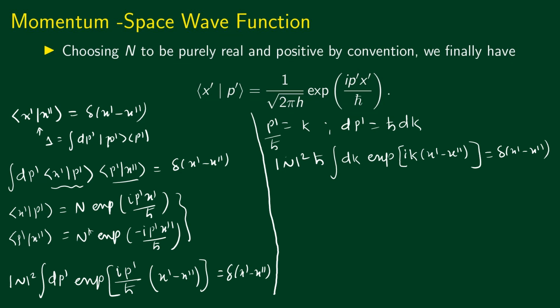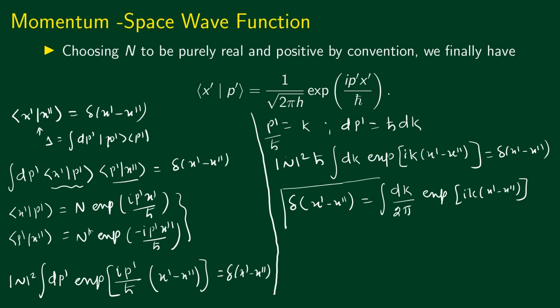Now if you remember from your mathematical physics, Dirac delta function had this particular integral representation. We can write delta x prime minus x double prime as integral dk divided by 2 pi exponential i k x prime minus x double prime. So this is an integral representation of the Dirac delta function. Now if you don't remember it from mathematical physics, it's all right, you can just memorize it now. This is an important integral representation for the Dirac delta function. So integral dk divided by 2 pi exponential i k x prime minus x double prime is delta x prime minus x double prime.